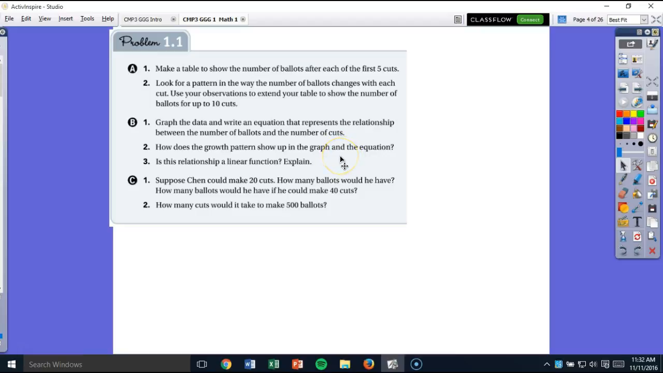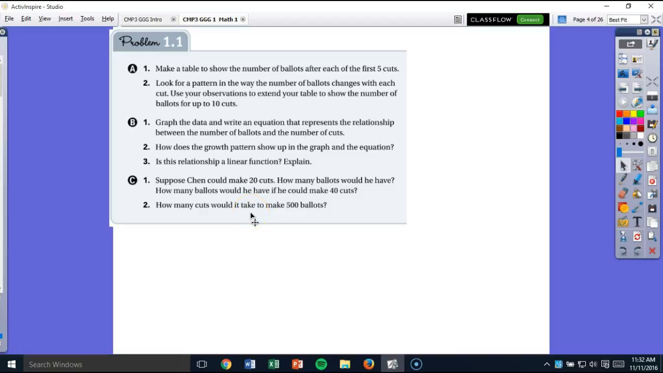So what patterns do you see that you might be able to create an equation to predict or solve for? How does the growth pattern show up in the graph and the equation? Is this relationship linear? Explain why or why not. Then on C, suppose Chen could make 20 cuts. How many ballots would he have? Well, you have to think about that and use your equation. How many ballots would he have if he could make 40 cuts? Which is a lot. And then how many cuts would it take to make just 500 ballots?